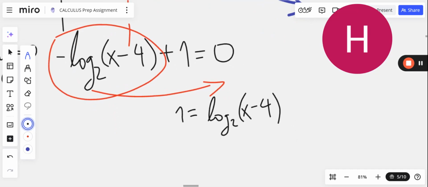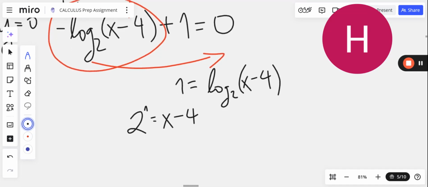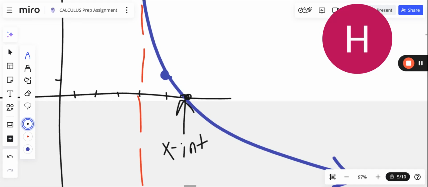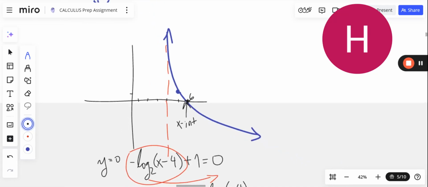And we can change to the exponential form. This means that 2 to the 1 power is going to be equal to x minus 4, which means 2 equals x minus 4, and therefore x equals 6. So that gives us the exact value. It looks like it's a nice whole number there. That's where it crosses the x-axis. Okay, so this is 6, 0.